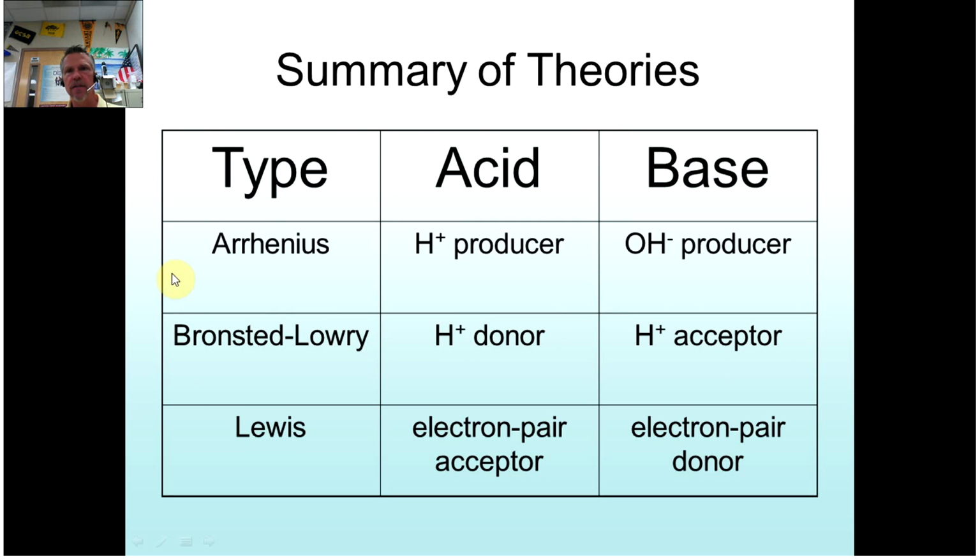So here's a summarizing table of the theories for acids and bases: Arrhenius, Bronsted-Lowry, and Lewis, and it lays out what definition each of these three theories uses for acids and bases. So write this down. You're going to want to know this.